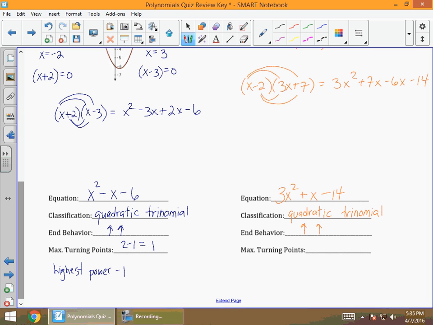And the maximum turning points, again, is highest power minus 1. Highest power is 2, and 2 minus 1 is 1. So there are at most 1 turning points.